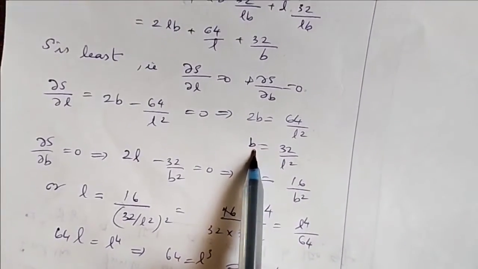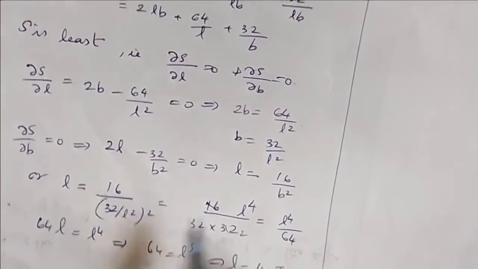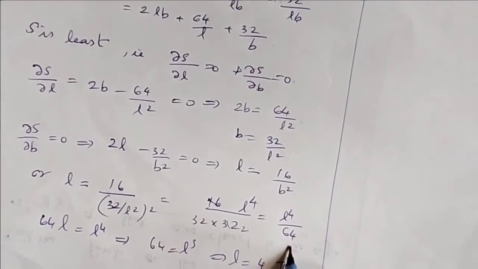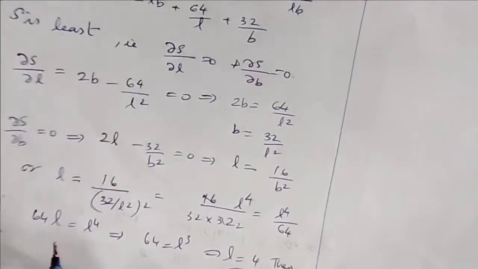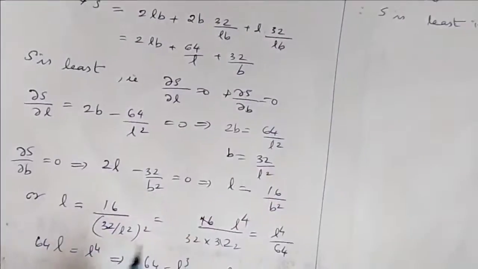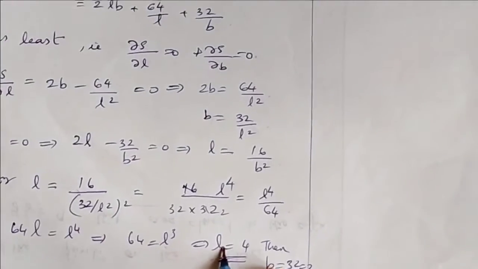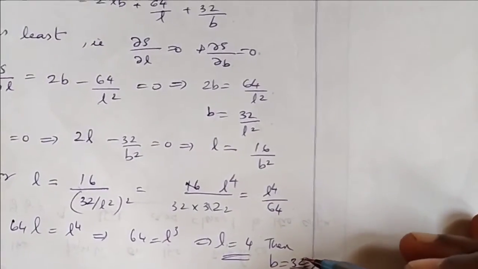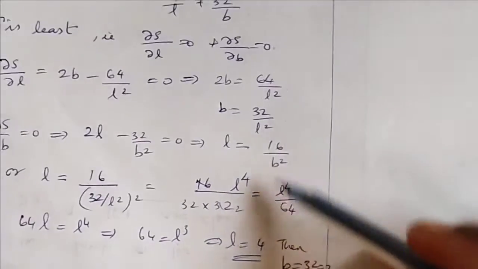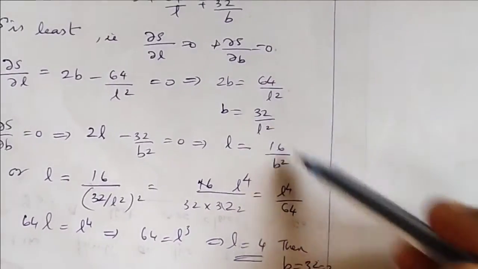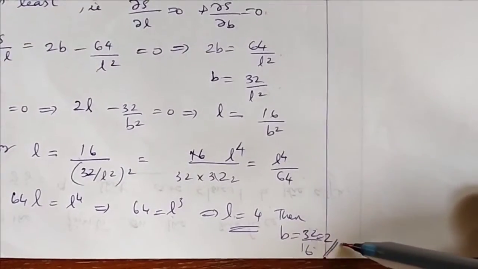Putting this B in L, L is equal to 16 by (32 by L square) the whole square, or it is L raised to 4 by 64, or 64 L is L raised to 4. We can divide both sides by L because L is not equal to 0. So 64 is L cube, so L is 4. So if length is 4, what will be B? 32 by L square, or any one. We can take any of these two formulas. So B is 32 by 16. 4 square is 16. So it is 2.